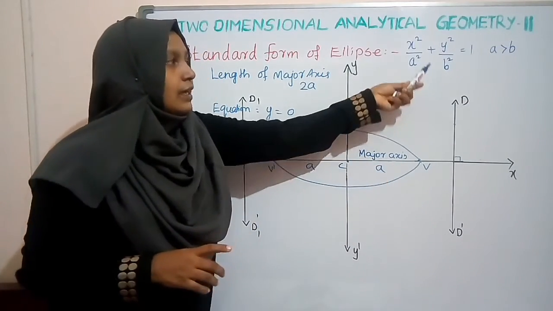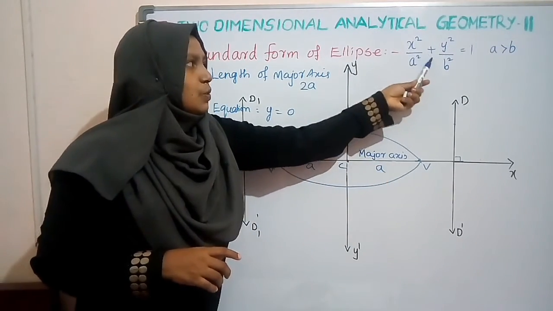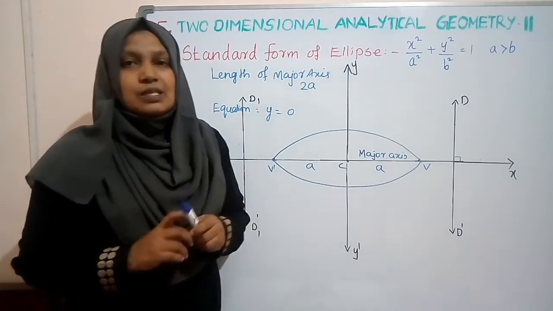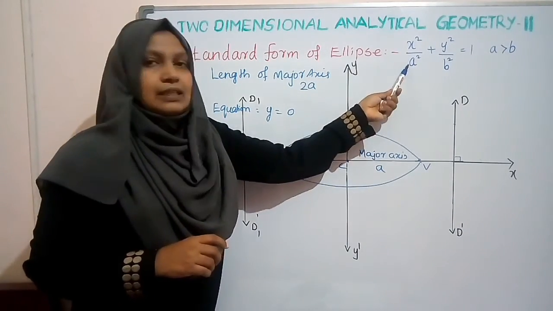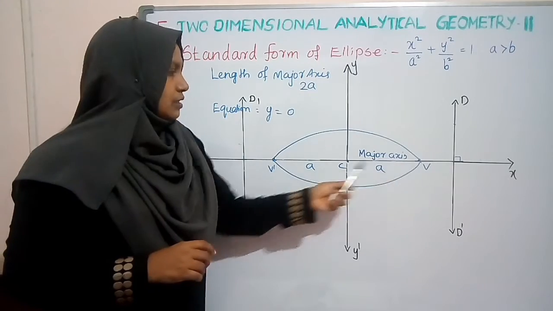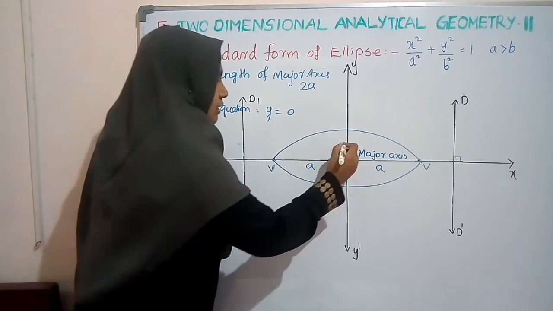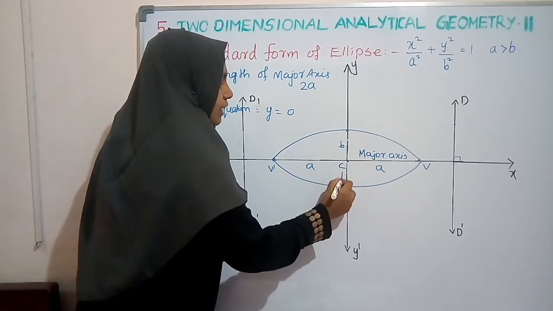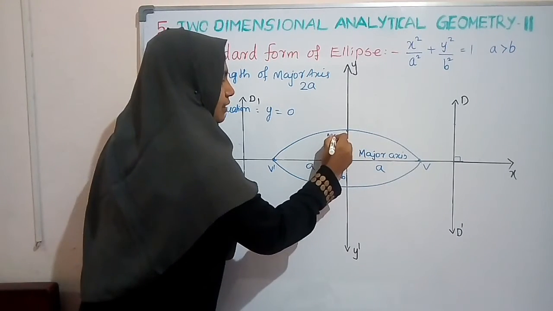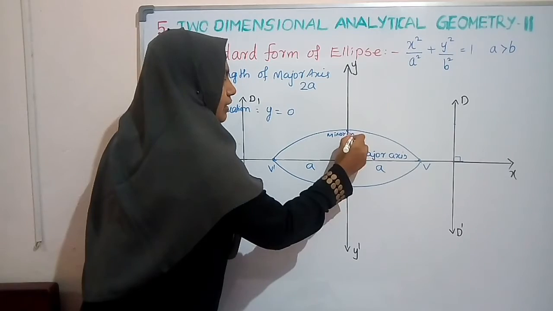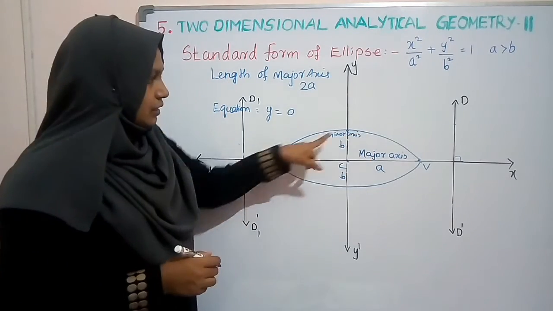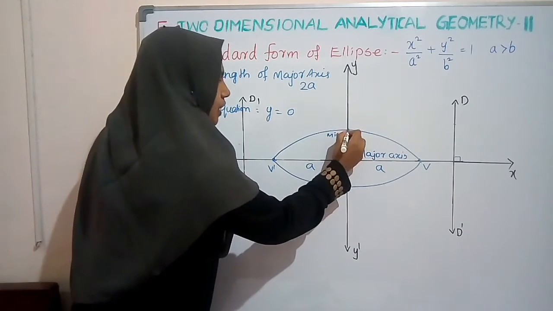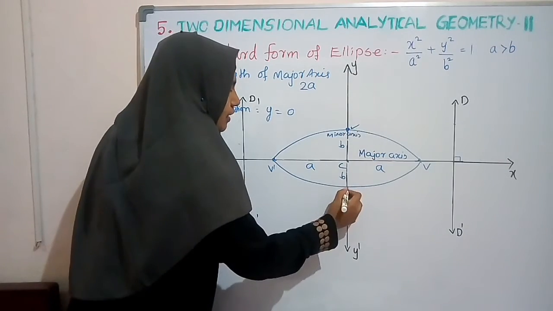Already I have written there, x square by a square plus y square by b square is equal to 1. Here a is the greater value. So here this is our major axis, and this length we can mark as b and it is called the minor axis. Which is the minor axis here? This y-axis. This part is called the minor axis.